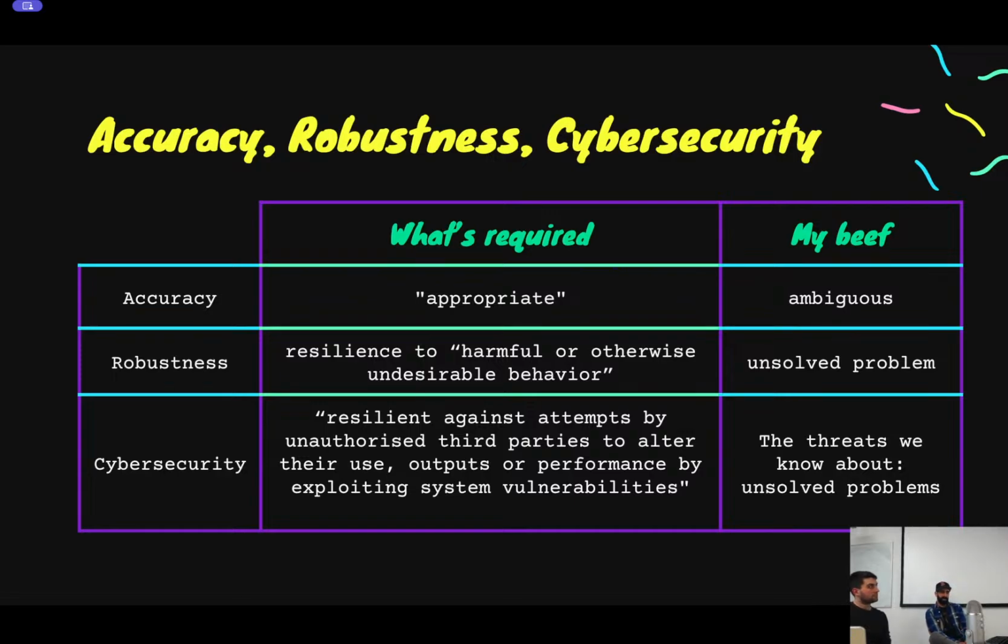Accuracy, robustness, and cybersecurity. I have a couple bones to pick with this particular section of requirements. I'll be pretty brief here. I know this is a wordy slide, so sorry for that. But appropriate accuracy is a requirement in the Act. I think that's really ambiguous.